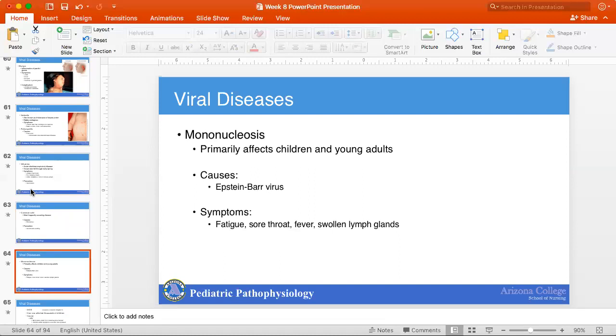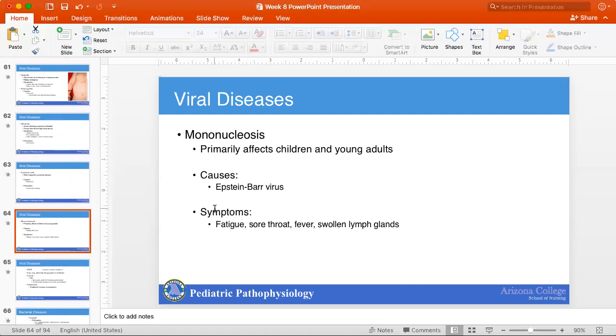Mononucleosis primarily affects children and young adults. The virus is the Epstein-Barr virus. Symptoms will be fatigue, sore throat, fever, and swollen lymph glands. This typically lasts for several weeks and even sometimes up to several months of this feeling of fatigue and this sore throat and fever.